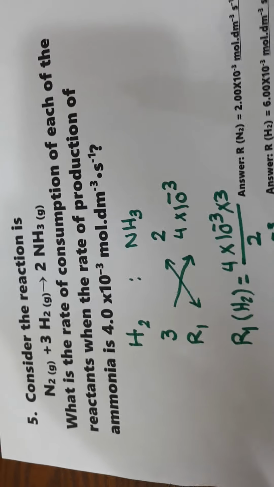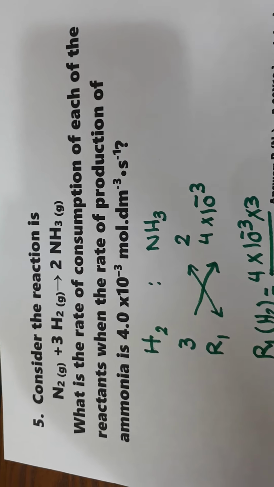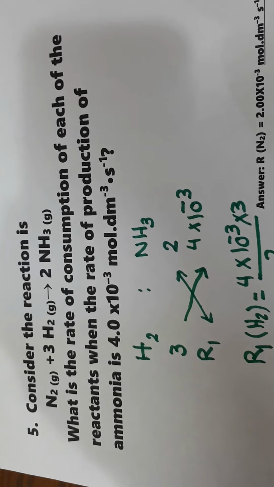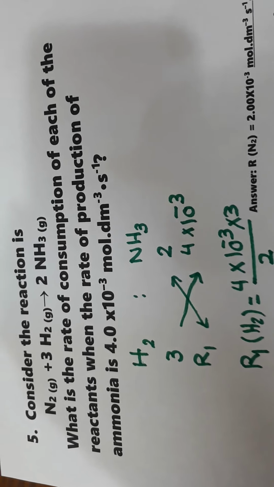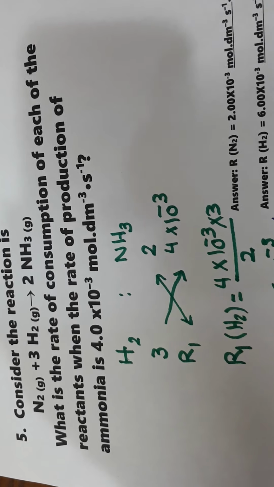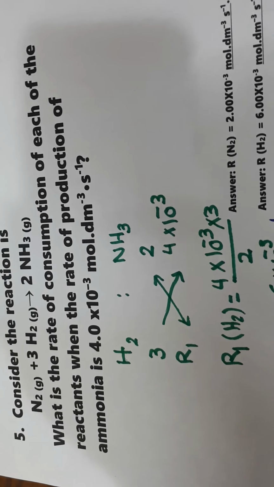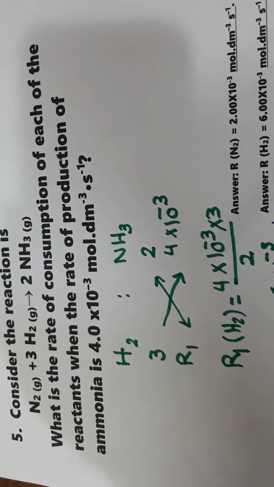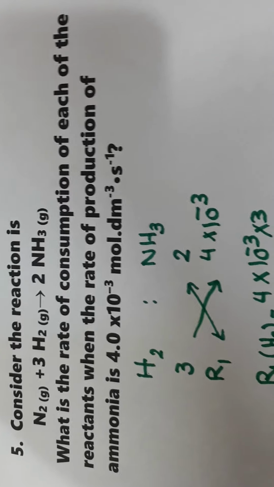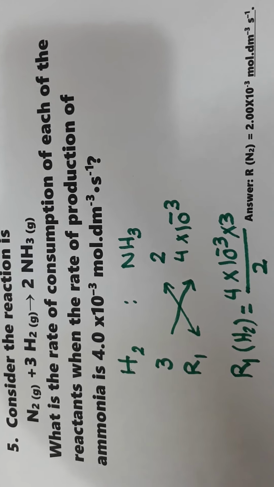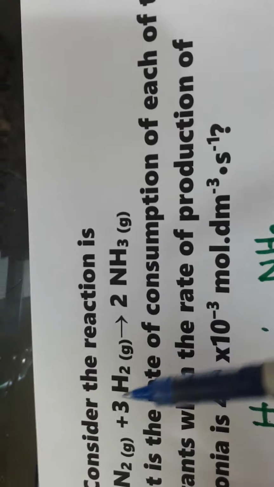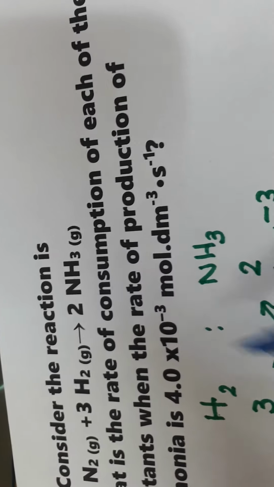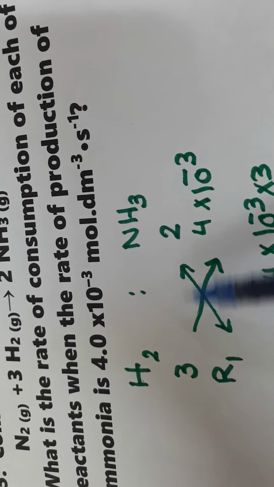In this question, consider the reaction is nitrogen reacts with hydrogen, the product is ammonia. In this question, the data is only the rate of reaction depending on the ammonia. How do we calculate the rate of reaction depending on the hydrogen or nitrogen? You must observe the mole ratio. Now from the equation, 3 moles of hydrogen produce 2 moles of ammonia. Now the mole ratio is 3 to 2.